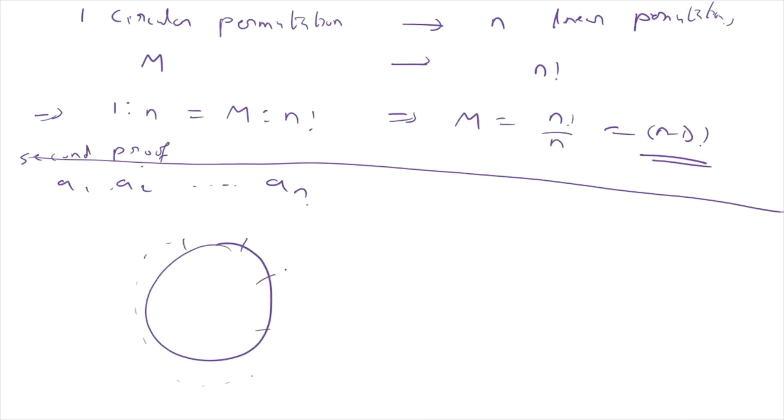So since it is a circle, I cannot say that this is my first position, this is my second position and so on. Okay, I can fill A1 in any of these n positions. But A1 can be filled in any of these n positions in only one way, because all these positions are identical.